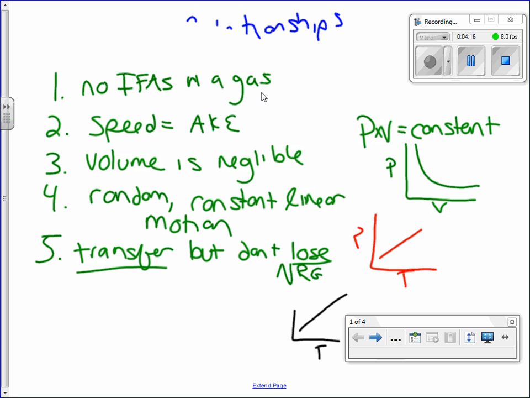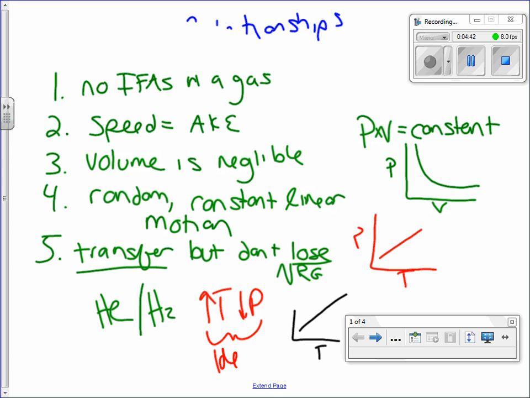Those are the postulates of the kinetic molecular theory. Ideal gases obey all of these. There's no such thing as a truly ideal gas. Hydrogen and helium are your most ideal gases because they're tiny and they move really fast. Additionally, the best conditions for an ideal gas are hot with no pressure, just like an ideal relationship. High temperature, low pressure. These are the ideal conditions for an ideal gas.